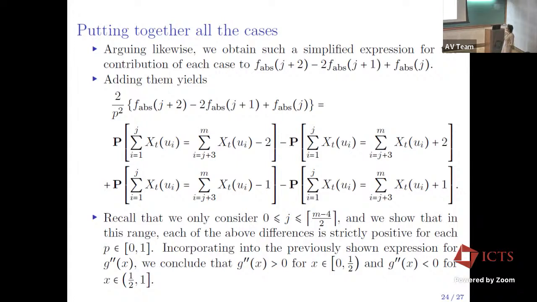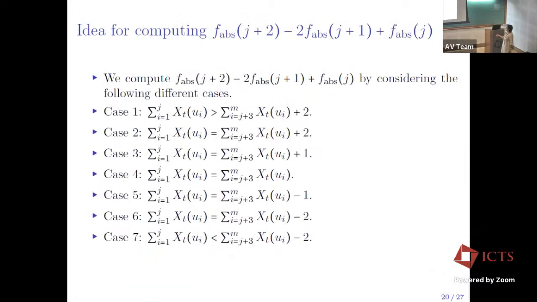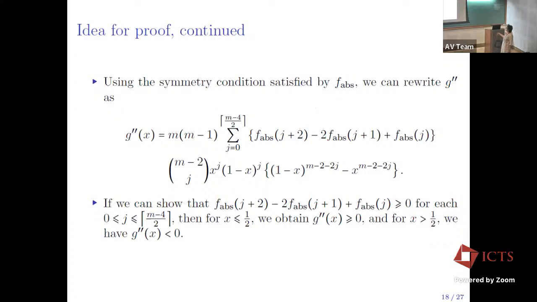And now if we incorporate this, that makes this expression strictly positive when we are in this range of values of j. And then when we go back, we wanted to get the sign of this quantity. So we have now shown that for every j in this range, this is strictly positive. So when x is less than or equal to half, this is non-negative, and that's why you get g double prime x strictly positive in that case. At x equal to half, it is zero. And when x is strictly bigger than half, this is negative, and that's why g double prime x turns out to be strictly negative.